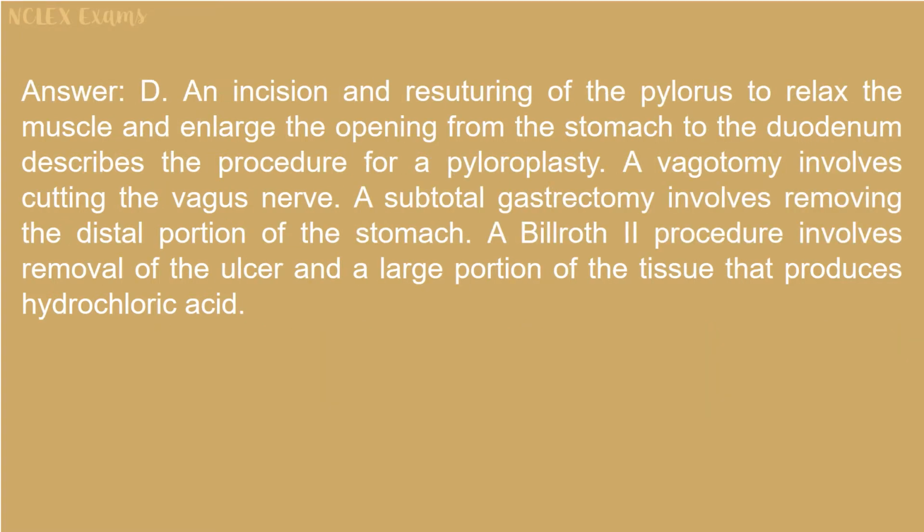Answer D. An incision and resuturing of the pylorus to relax the muscle and enlarge the opening from the stomach to the duodenum describes the procedure for a pyloroplasty. A vagotomy involves cutting the vagus nerve. A subtotal gastrectomy involves removing the distal portion of the stomach. A Billroth II procedure involves removal of the ulcer and a large portion of the tissue that produces hydrochloric acid.